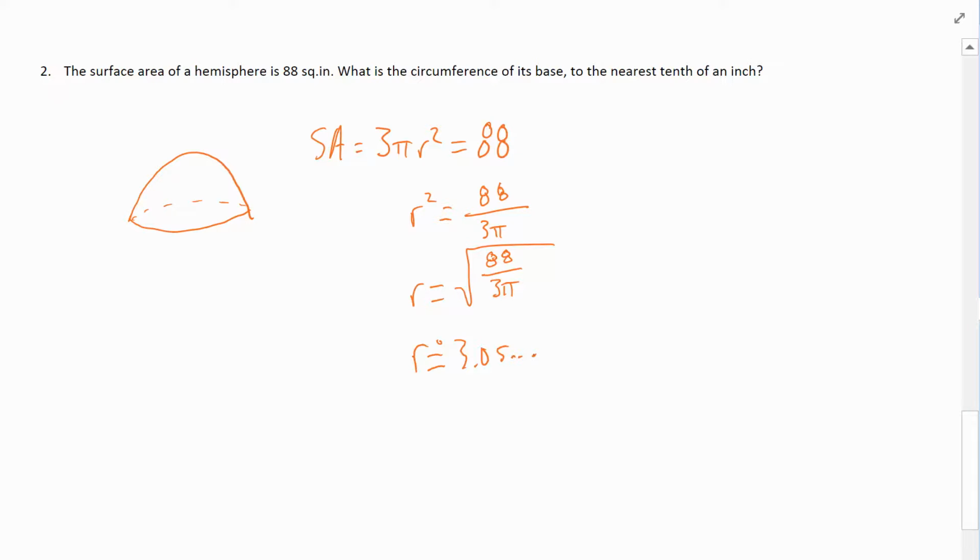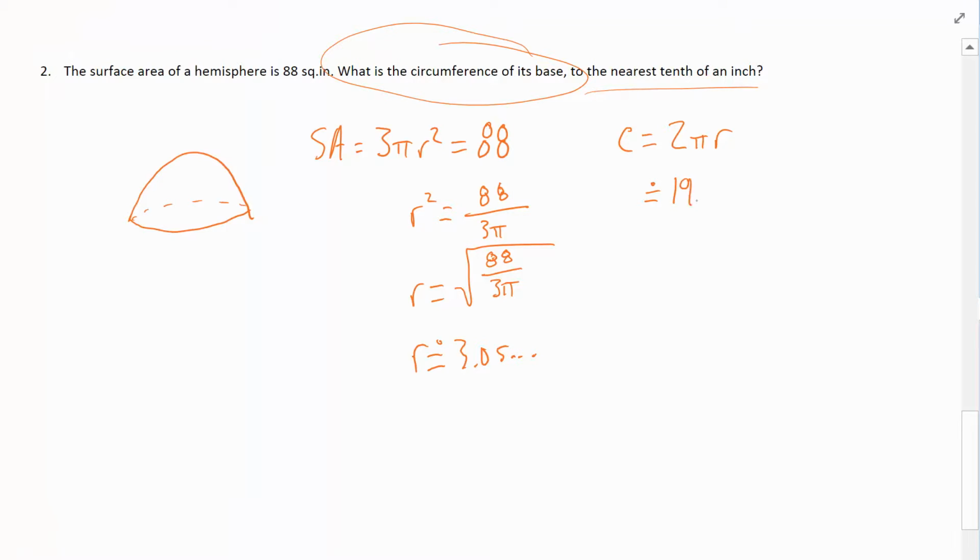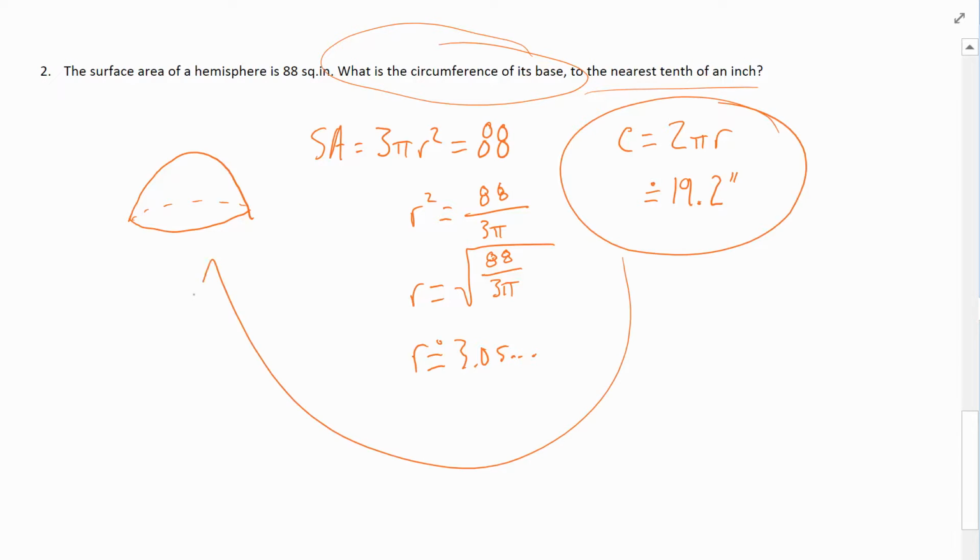I'm not going to round off yet because I want to calculate the circumference to the nearest tenth of an inch. And if I round off now and I round off again, that gives a lot of error in my answer. Now circumference is equal to 2 pi r. So I'm going to go to my calculator and take that radius value that's on the screen right now and multiply that by 2 pi. And now I'll round this answer off to the nearest tenth. 19.199 goes to approximately 19.2 inches for the circumference of this hemisphere.